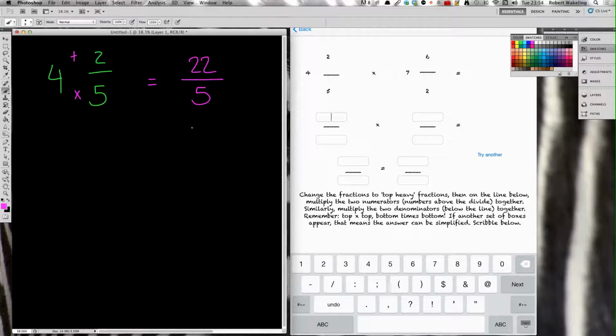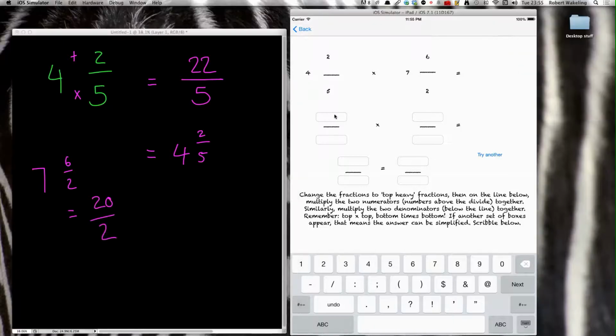Okay? And when you're going back the other way, you say how many 5s are in 22, and you say 4, and the remainder is 2. Okay, so that's how you convert between these two here. Now, 4 and 2/5 we said is 22/5, and 7 and 6/2: 2 times 7 is 14, plus 6 is 20. So we've got 20 over 2. Okay, so what we have here is 22 over 5 and 20 over 2.